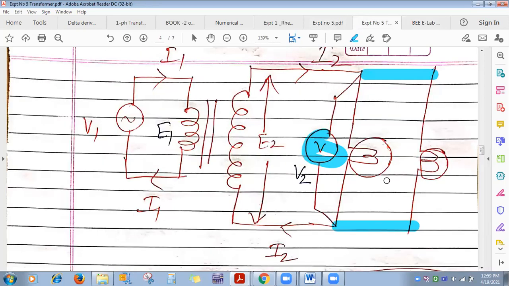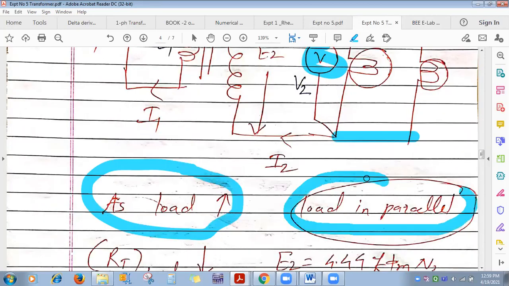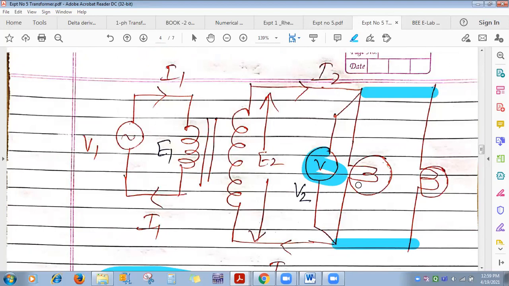Now what is happening here? Load you are increasing, 2, 4, 6, 8. Each and every lamp gets connected in parallel. Each lamp is of 100 watt, so increasing the load means increased load requires more power. V1 is constant, E1 is constant, and E2 is constant here. So how will the transformer supply increased power to the increased load? The formula for power is V I cos phi.